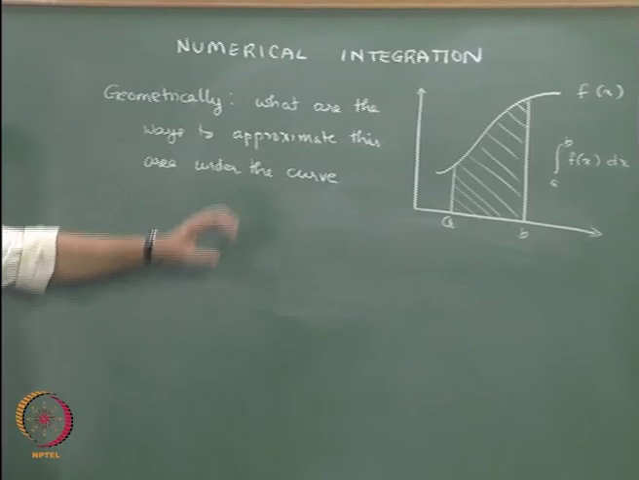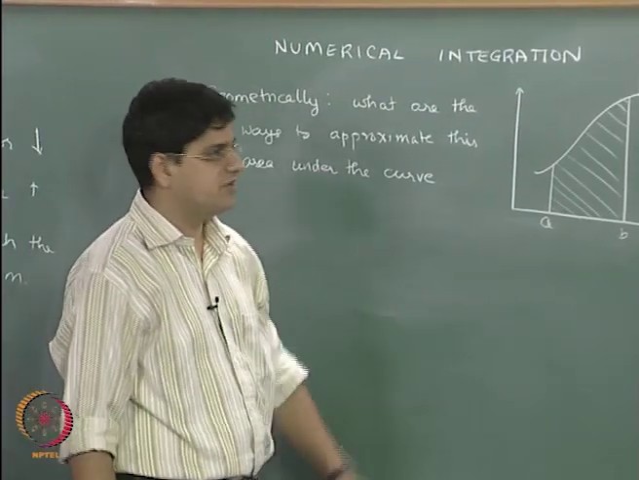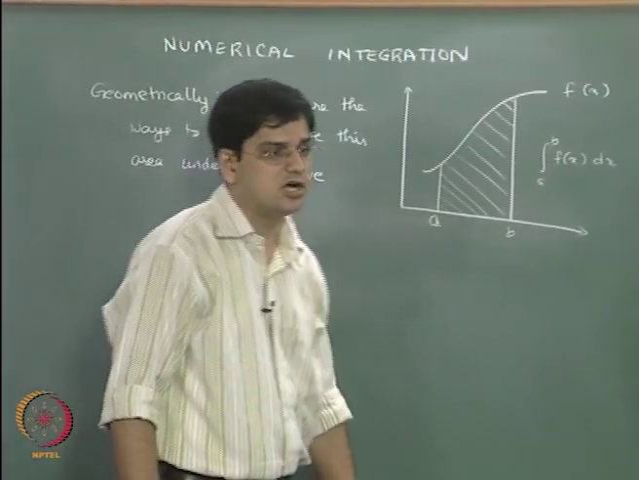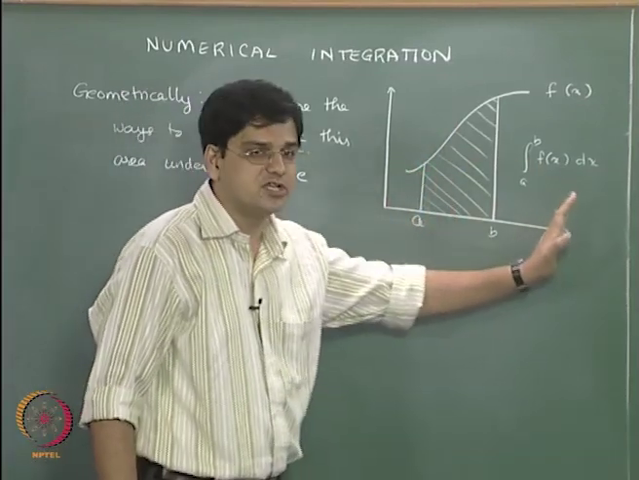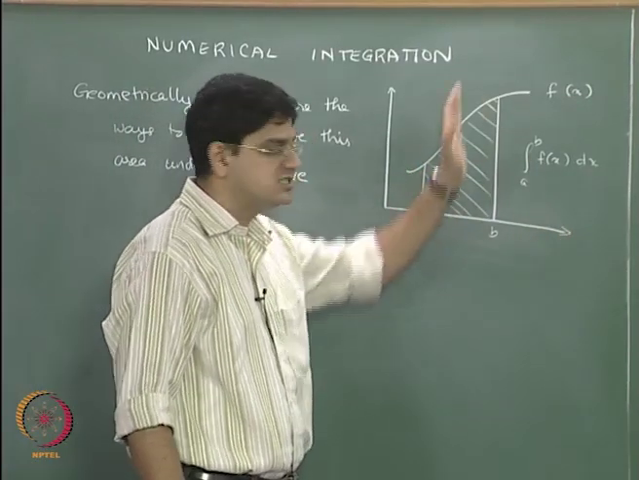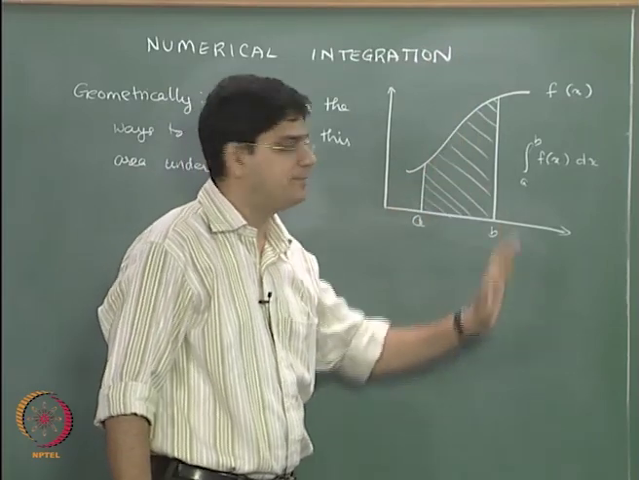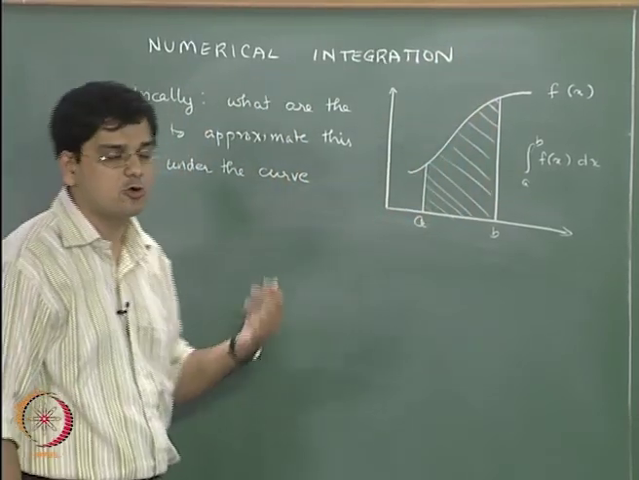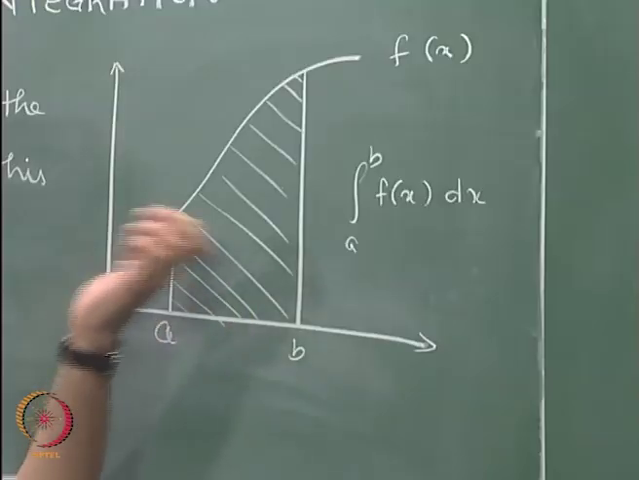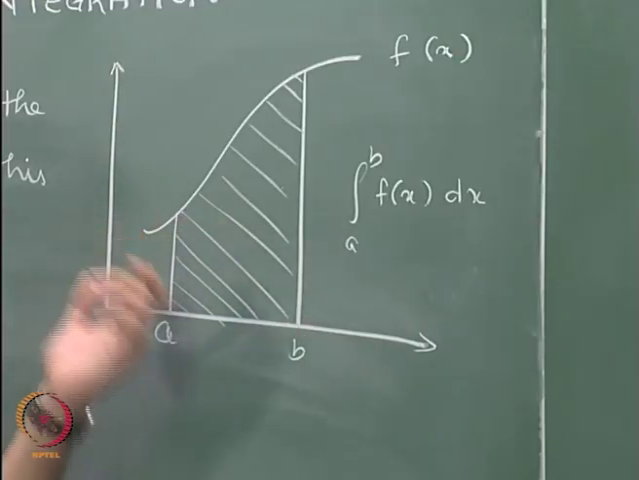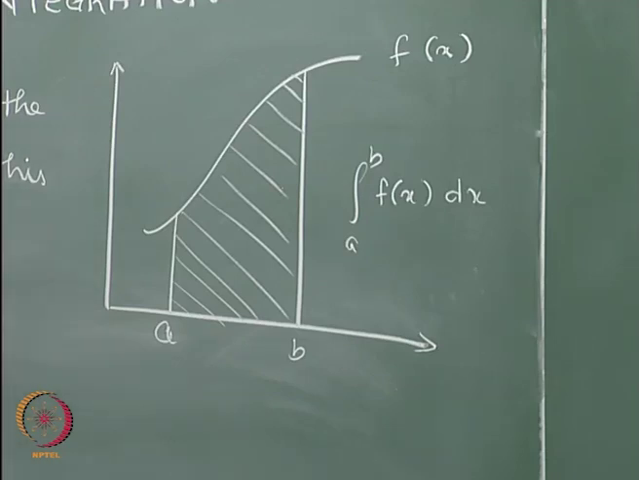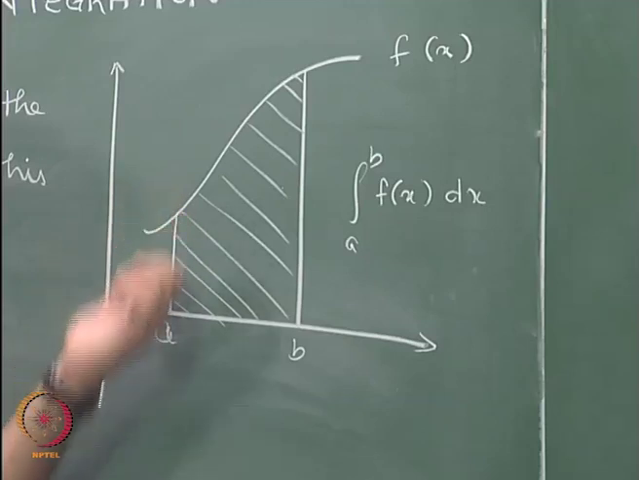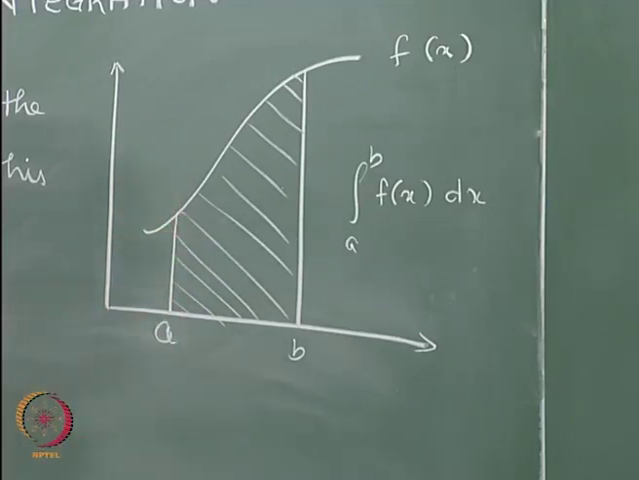Okay. So geometrically the various ways to approximate the area under the curve is basically this particular interval we can split into many intervals, since the splitting up is going to be our choice. We will split up into various equally spaced intervals and then find the area under the small part of the curve for each of these intervals.